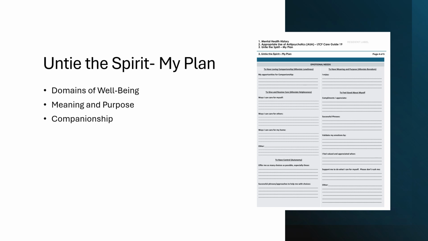The next page is the Untie the Spirit My Plan. This is the starting point to understand the resident, specifically their emotional needs to start with. It looks at the domains of well-being: loneliness, helplessness, and boredom. It looks at what gives their life meaning and purpose. How do they feel good about themselves? Where is their companionship? Are they truly feeling lonely, and how can we help them with that?